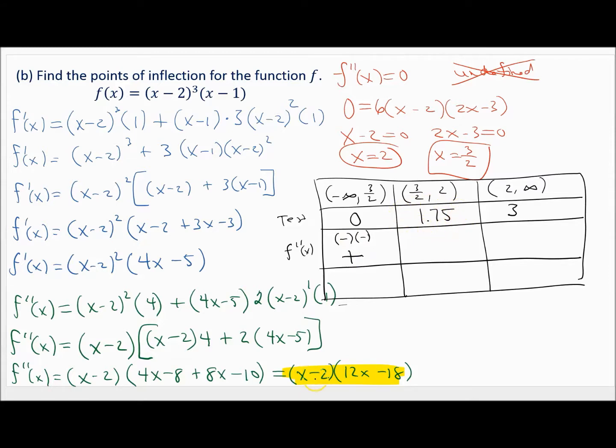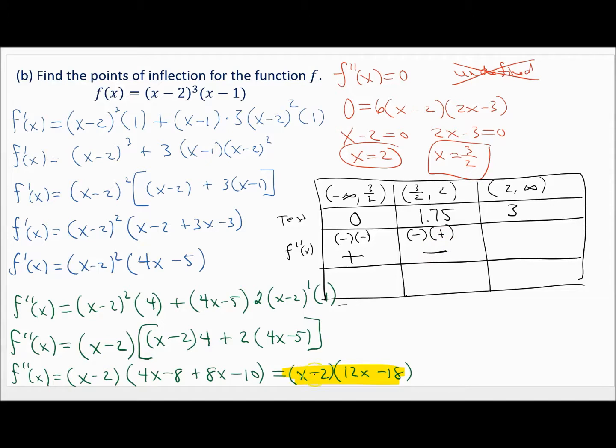1.75 plugged in. 1.75 minus 2 is going to give me a negative number. 12 times 1.75 minus 18: 12 times 1.75 is bigger than 18, so minus 18 is a positive number. If you want to type it in your calculator, feel free. Don't trust that quick analysis. That gives me a negative times a positive, which is always a negative.